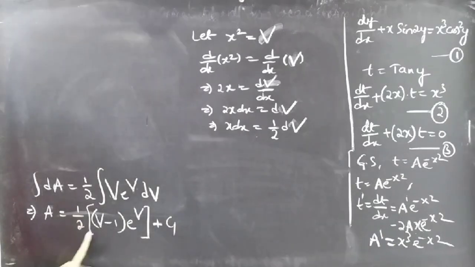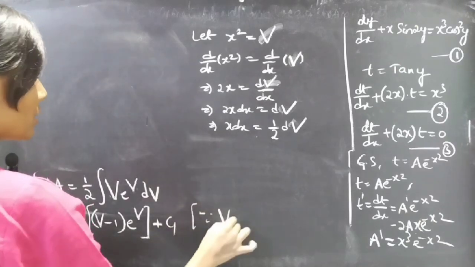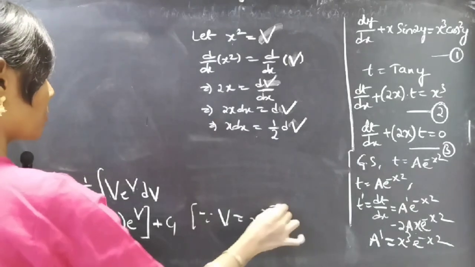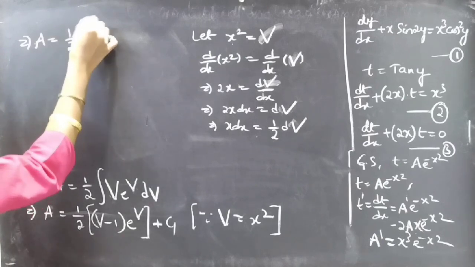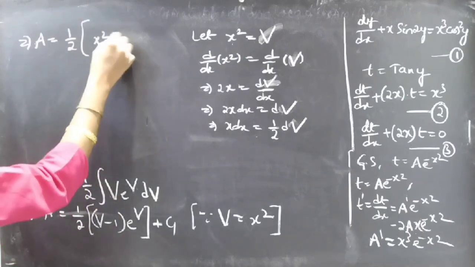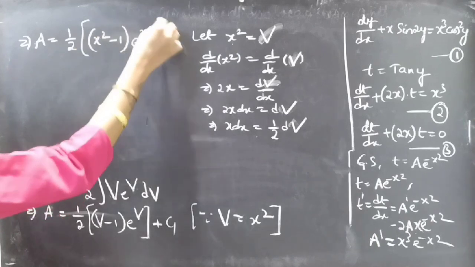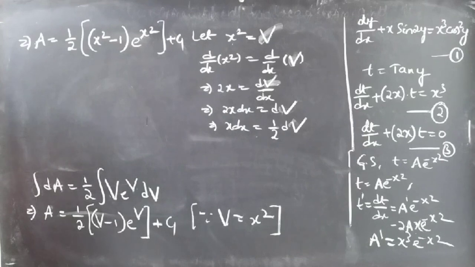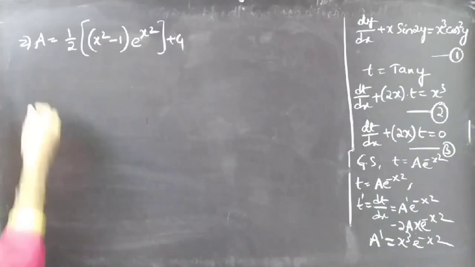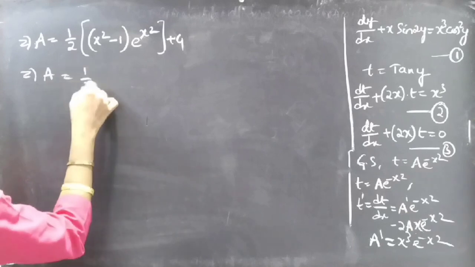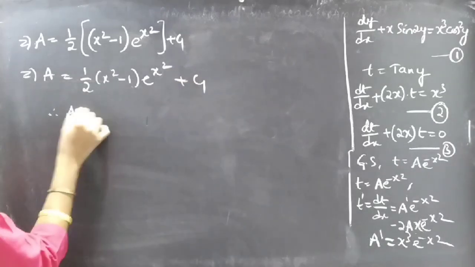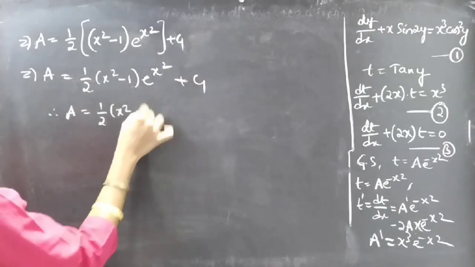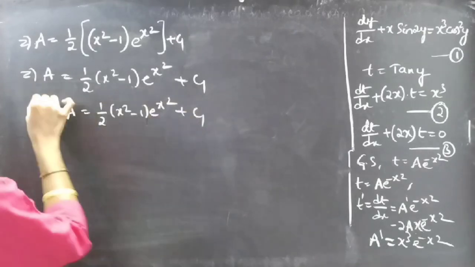Now we have A equal to 1 by 2 into V minus 1 into e power V plus c, I mean c1. Let's replace capital V with x square, since capital V equal to x square. Then this becomes A equal to 1 by 2 into x square minus 1 into e power x square plus c1. Therefore, A equal to 1 by 2 into x square minus 1 into e power x square plus c1.